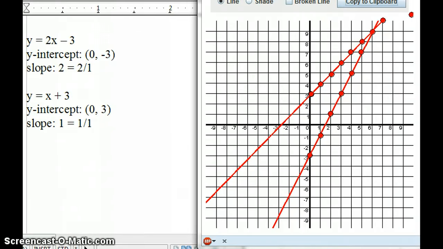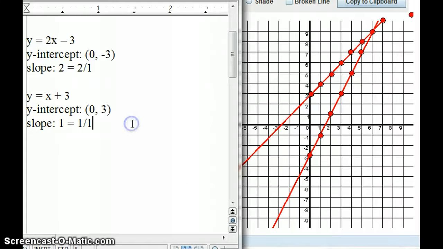Now, there's only one point that's going to make both equations true, and it's going to be the one point that's on both lines. So in this case, it's this point right here. That's the one point that's on both lines, and that point looks like (6, 9). So here the solution to the system of equations is (6, 9).